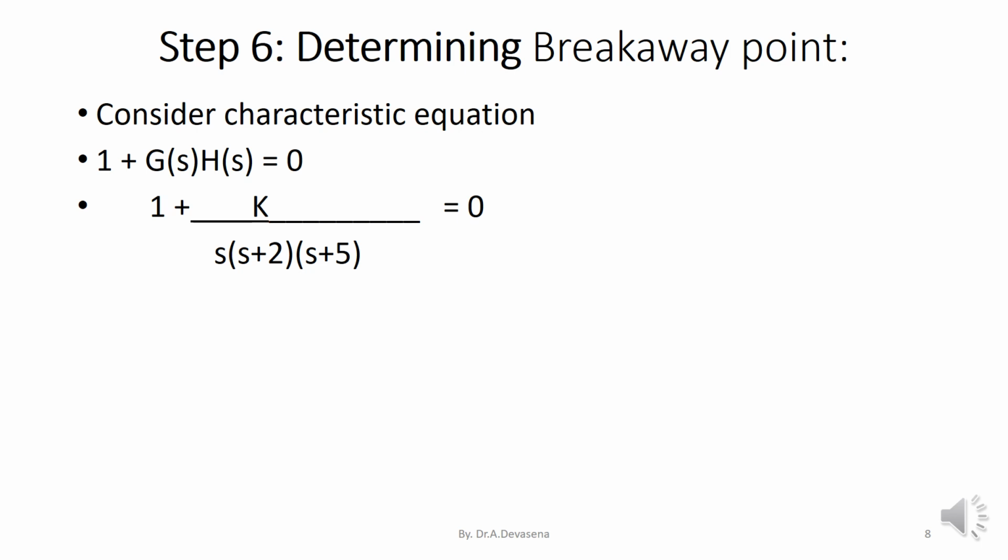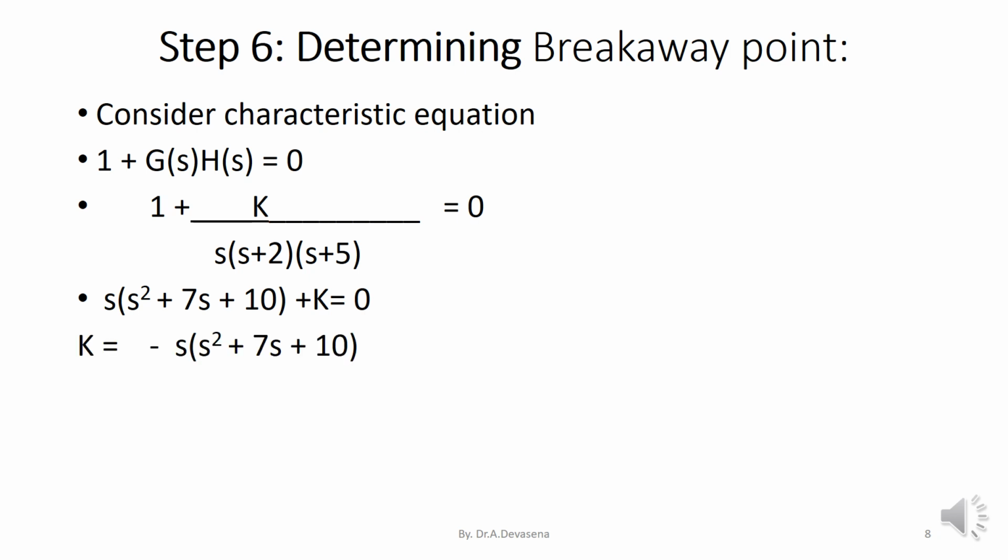Here we have g of s h of s is equal to k divided by s into s plus 2 into s plus 5. Therefore, the characteristic equation is 1 plus k divided by s into s plus 2 into s plus 5 is equal to 0. If we simplify this equation means we obtain s into s square plus 7s plus 10 plus k is equal to 0. That is k value is equal to minus s into s square plus 7s plus 10. If we further simplify means k is equal to minus of s cube plus 7s square plus 10s.